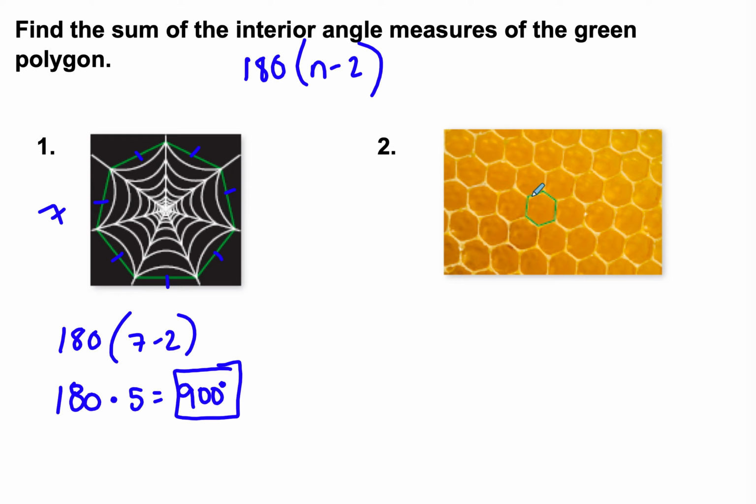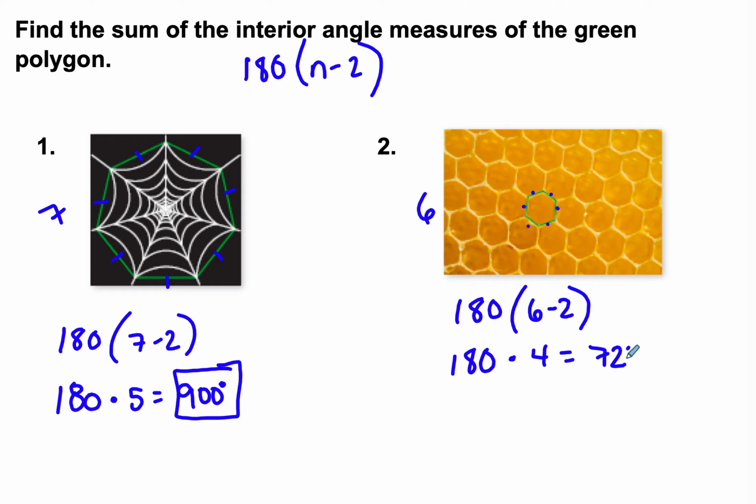Let's take a look at number 2. 1, 2, 3, 4, 5, 6 sides. It is a hexagon. So we're going to do 180 times 6 minus 2, which is 180 times 4, which is 720.